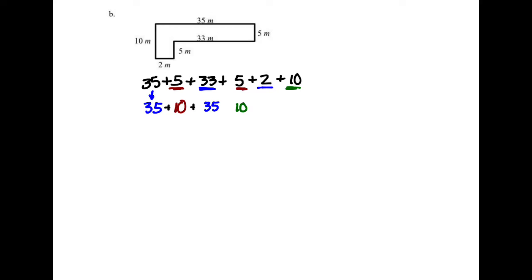Okay, so because it's add, I can do them in any order. So I'm going to do the 35 and 35 is 70. And if you don't know that in your head, you can line them up. So 10, carry 1, 3 plus 3 is 6, add 1 is 7. And then I can add 10 and another 10 easily. So that's 90. Did it all in my head.